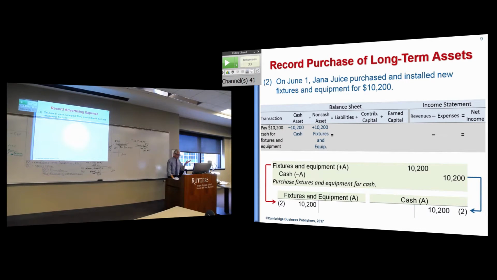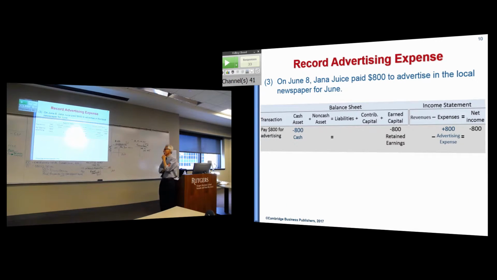All right, and advertising. This one is immediate. So again, we analyze first: a reduction of the asset cash. We increase expenses, which reduce, obviously, income and retained earnings. Now, here's a question for you. Well, first, we know that is an operating cash flow. We need advertising to operate.